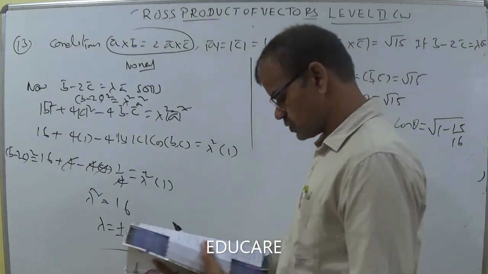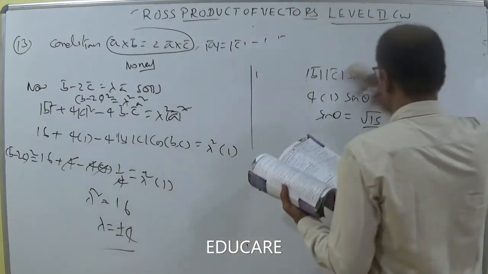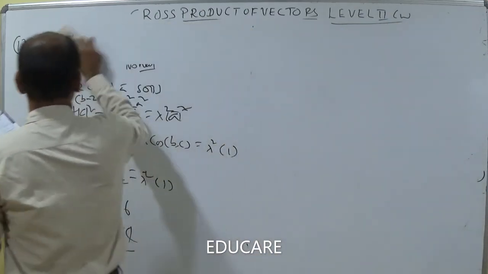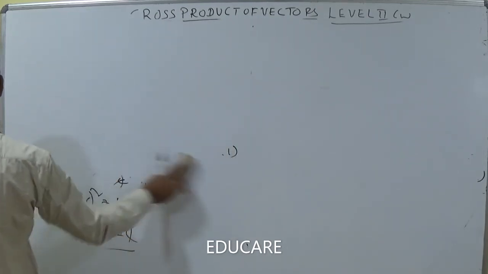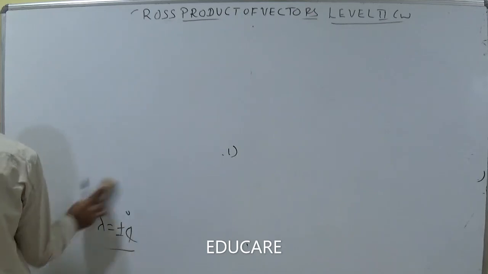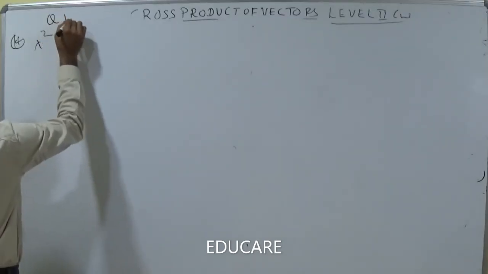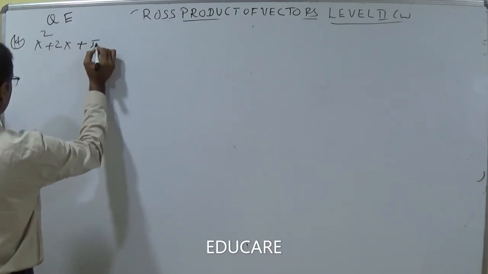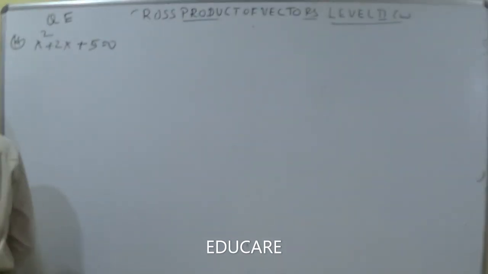Next, 14th question. According to quadratic equations, we should calculate the value. Alpha, beta are the roots of the equation x square plus 2x plus 5 equal to 0, and vectors a bar and b bar are given in terms of alpha and beta. I am writing the quadratic equation x square plus 2x plus 5 is equal to 0.